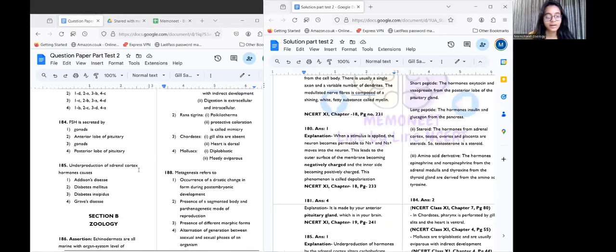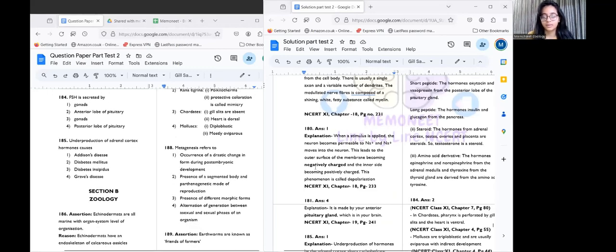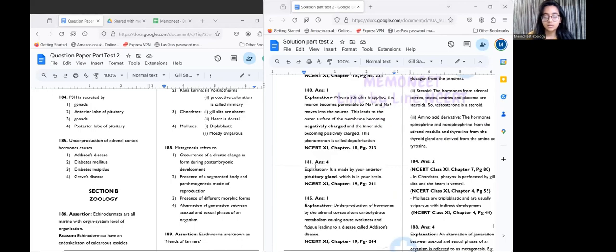Moving on to 185, underproduction of adrenal cortex hormone causes what? Underproduction of the hormones of the adrenal cortex will cause defects of carbohydrate metabolism, weakness and fatigue, and cause a disease known as Addison's disease. We can remember it as Addison is a girl who has less production of hormones of adrenal cortex. Addison, adrenal cortex reduction, and that is how we can remember the answer to this.